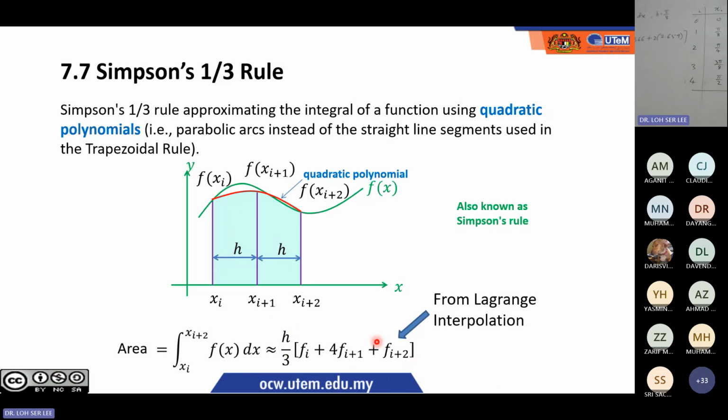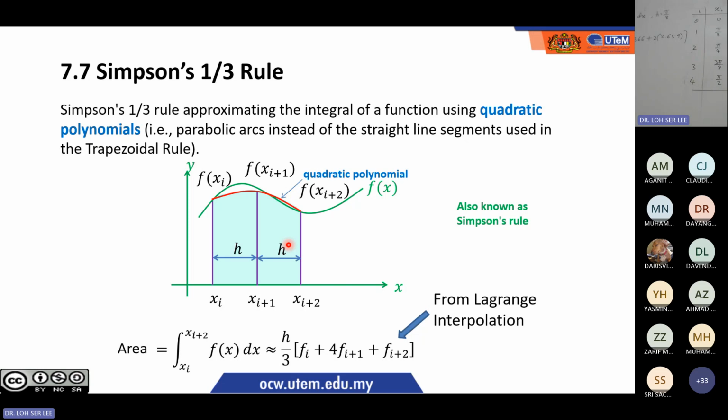And how do we get this? This is actually from the Lagrange interpolation, because we interpolate these 3 points to get a quadratic function. And when we get a quadratic function, we estimate the area under the curve of that quadratic function. What we obtain, we assume is the area under the curve of this f(x). So this is the formula for two subintervals.